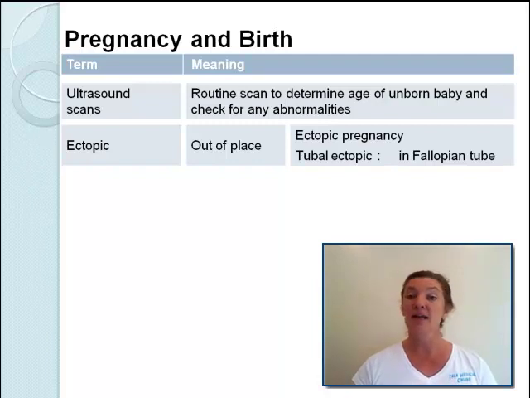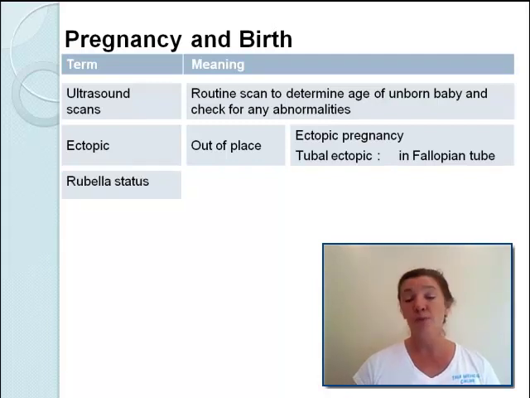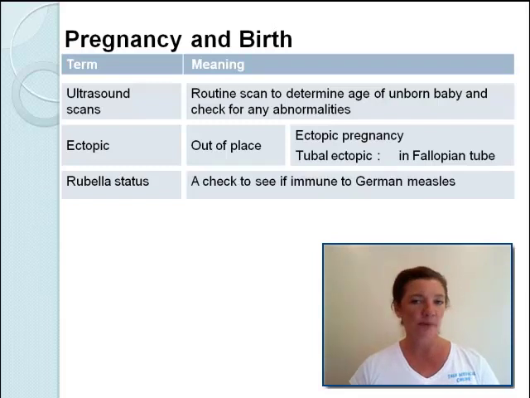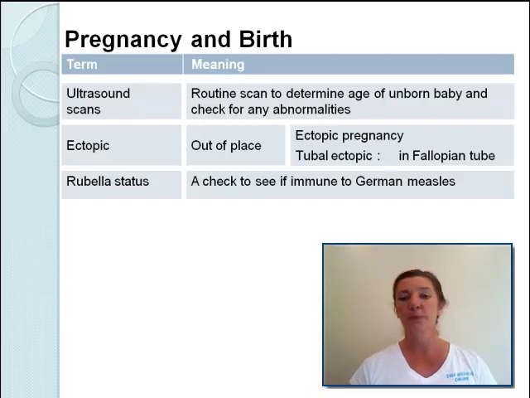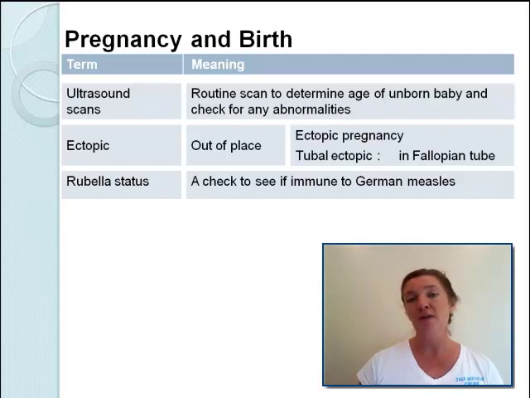One of the routine tests done during pregnancy is to check for rubella status. Rubella relates to German measles, and a rubella status check is seeing whether a pregnant mother has actually had German measles or has immunity to German measles. So have they had the MMR when they were younger, the measles, mumps, rubella vaccine? If not, then the mother is not immune to German measles and would be recommended to stay away from anyone with German measles. An unborn child whose mother contracts German measles is at risk of developing some serious abnormalities.